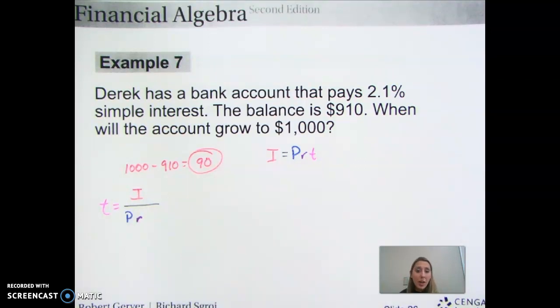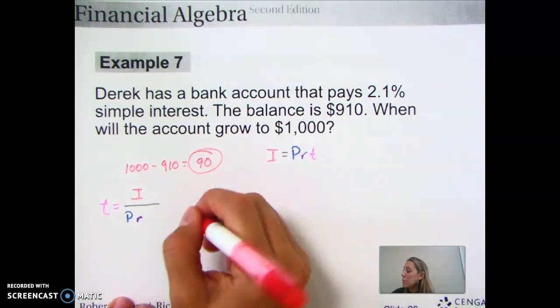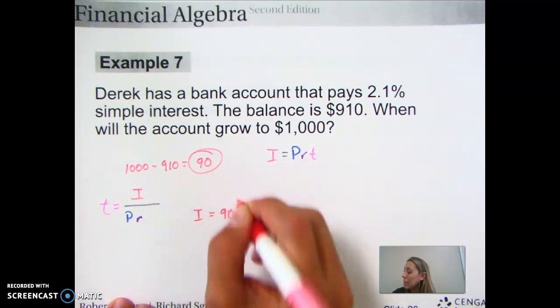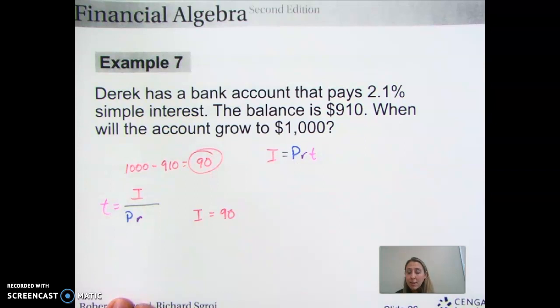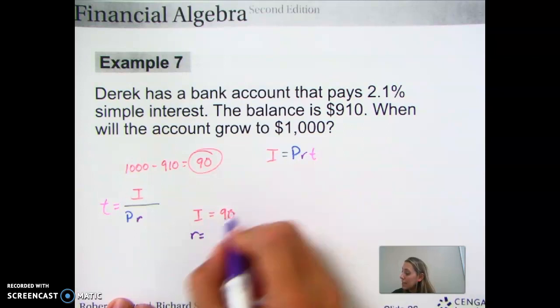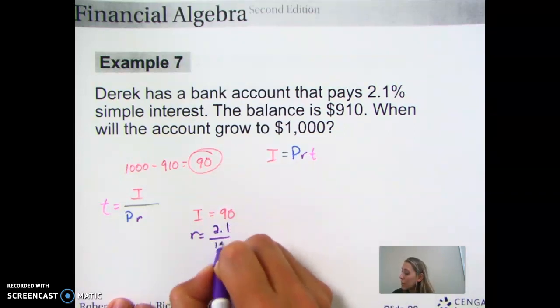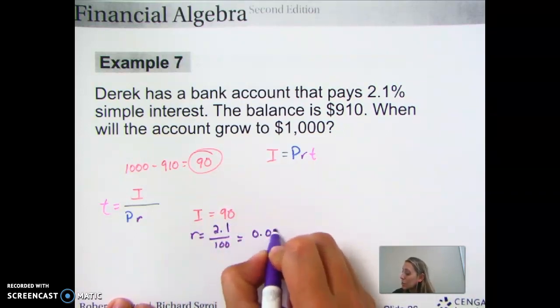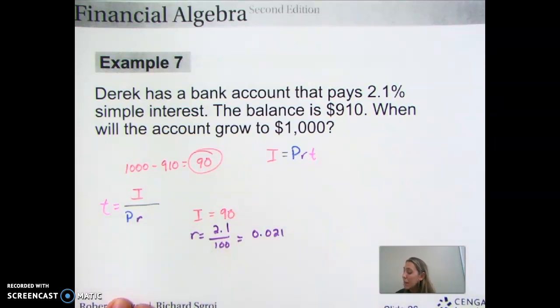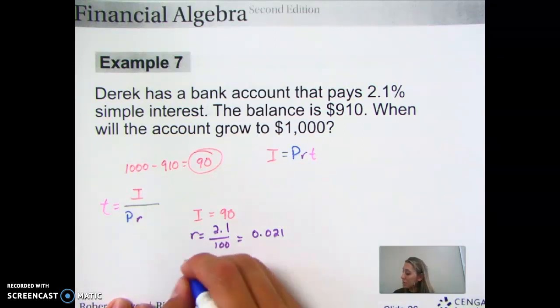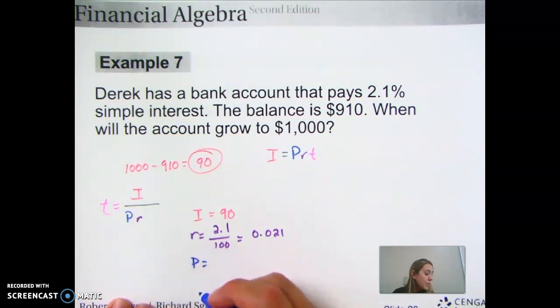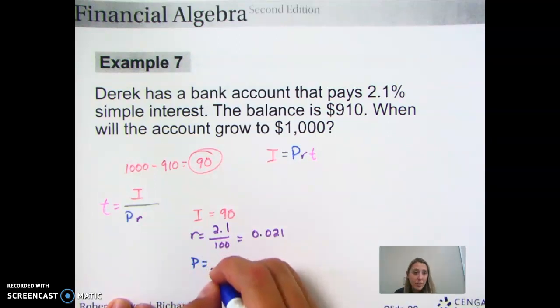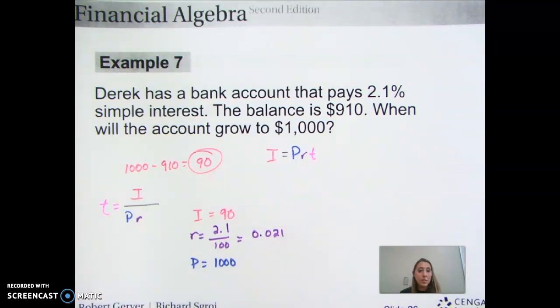So what do I know? I know what I want to earn. So my interest is equal to 90, because I figured that out right there. My rate is 2.1 divided by 100, which is equal to 0.021. I don't know my time, but I know my principal, and my principal is 1,000, because that's what it's going to be.